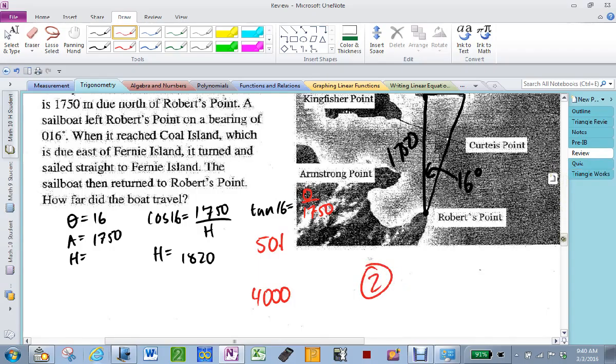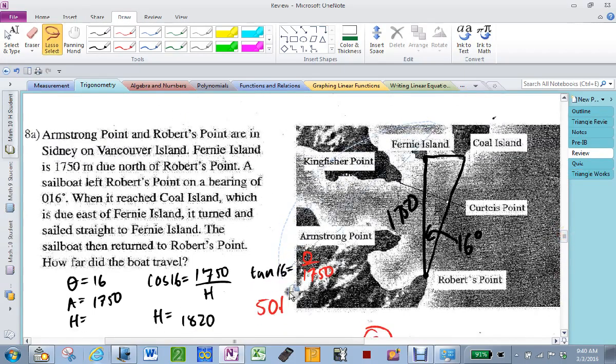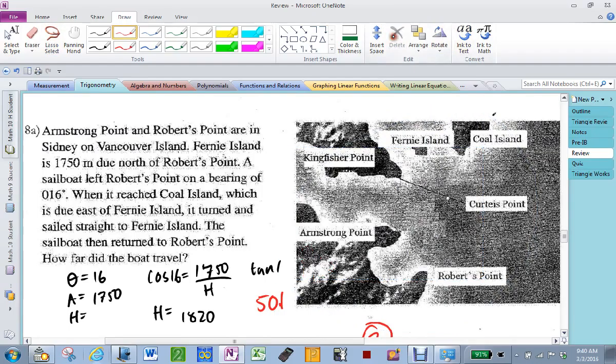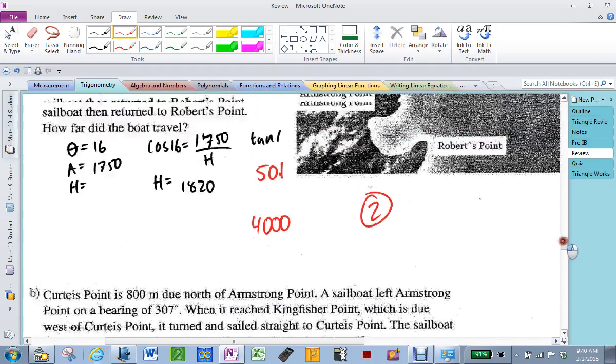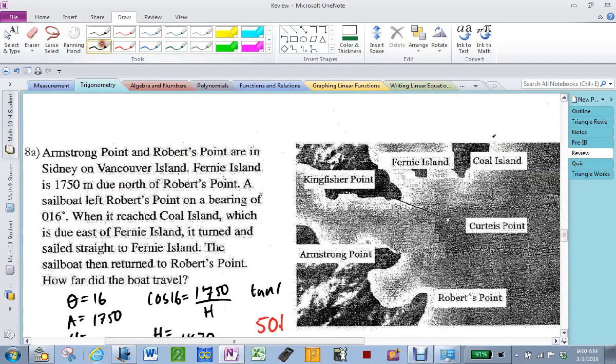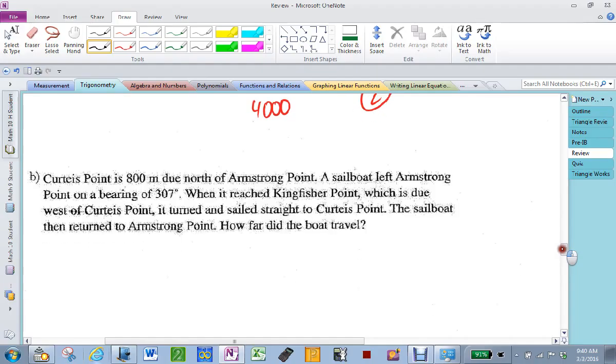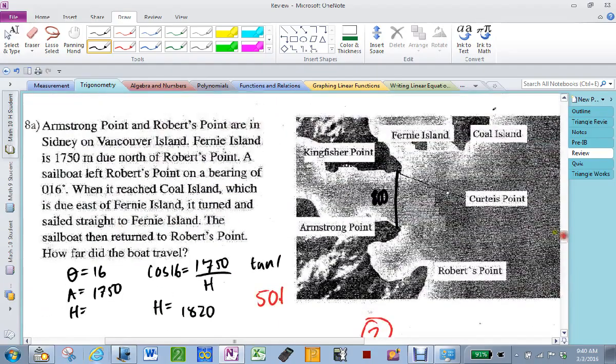Now I got to use the same map, so I'm going to erase everything on the map. The next one is Curtis Point. It's 800 meters north of Armstrong Point. So Curtis, here's Armstrong Point, there's Curtis Point, 800. Everybody cool? Yeah? Then I go over to Kingfisher Point, don't I? I leave Armstrong. Oh, shoot, I should have drawn that 800 over here. Then the sailboat goes over here to Kingfisher, then over there.